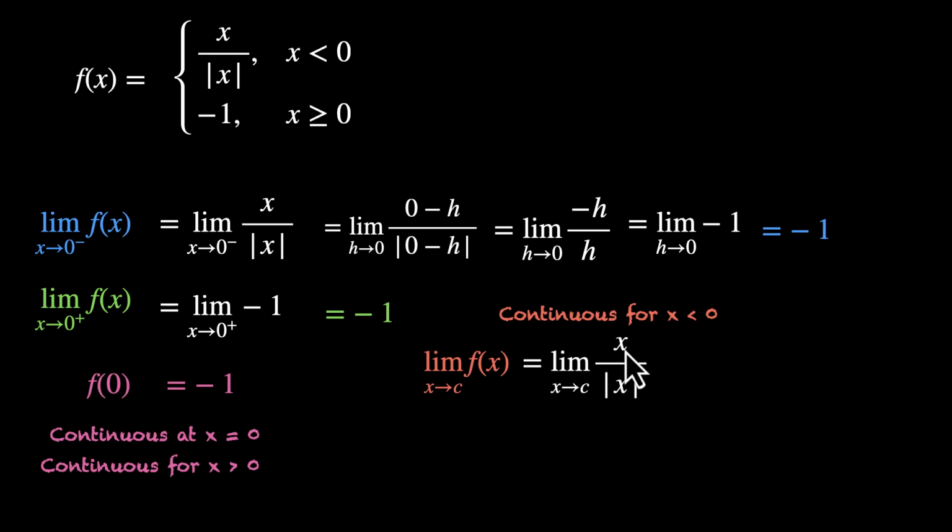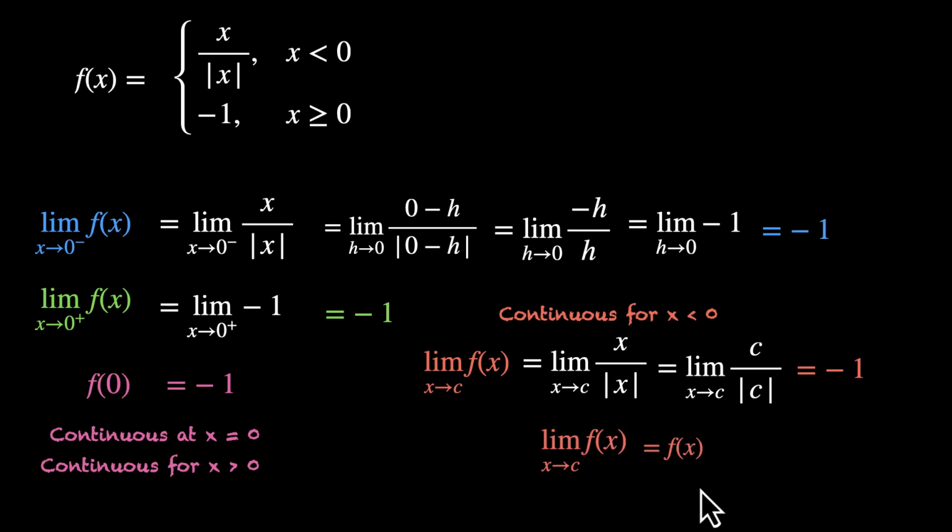Now if you try putting a negative number here, you'll get a negative value in the numerator and the same value but with a positive sign in the denominator. If you put in minus 3, you'll get minus 3 by 3. Whatever you put, you'll get a negative sign on top and a positive sign at the bottom. So minus by plus, the value will be minus 1. So for any value that's negative, the limit will be minus 1.